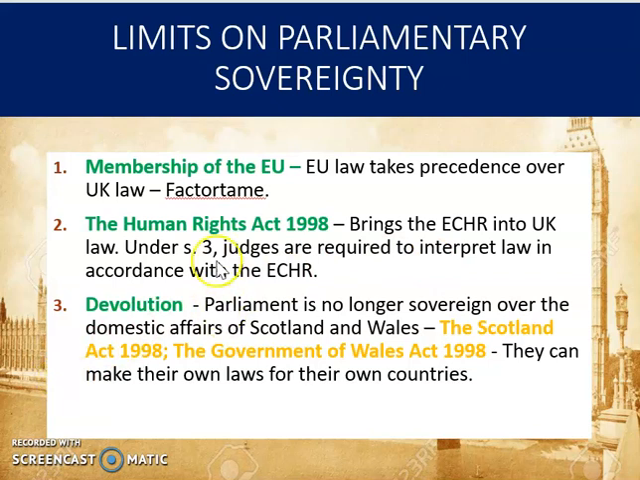Final limit on sovereignty is devolution, because our Parliament is no longer sovereign over the domestic affairs of Scotland and Wales since the Scotland Act and the Government of Wales Act. And they can make their own laws for their own countries. And recently, with the coronavirus pandemic, we've actually seen Scotland and Wales introducing some of their own rules on lockdown, etc., that are different to perhaps how England has dealt with it. So these are the three limits on sovereignty. So that's the theory, but it isn't absolute because we do have limitations.